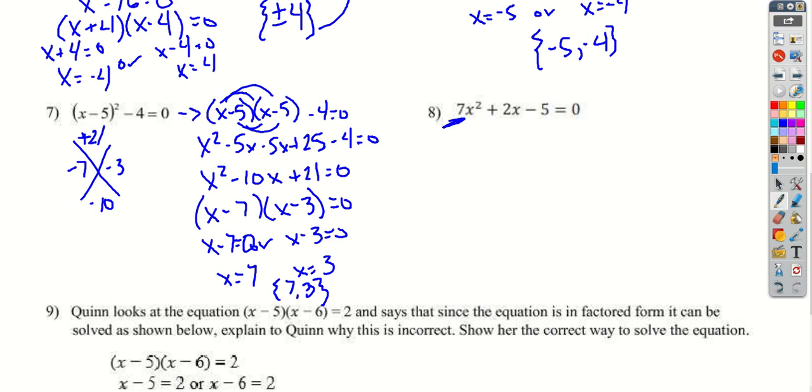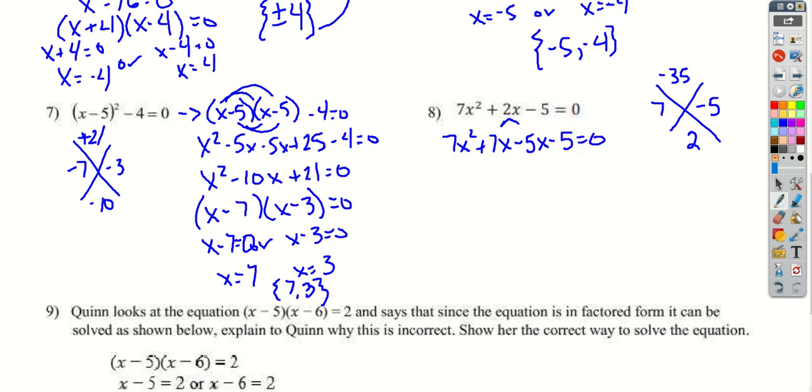There's no GCF. And I do have a coefficient here, so we're going to do our factor by grouping. Okay, so 5 times 7 is -35. We want to add or subtract, give me 2. So that's going to be +7 and -5. So we're going to switch that 2 in the middle into +7x minus 5x.